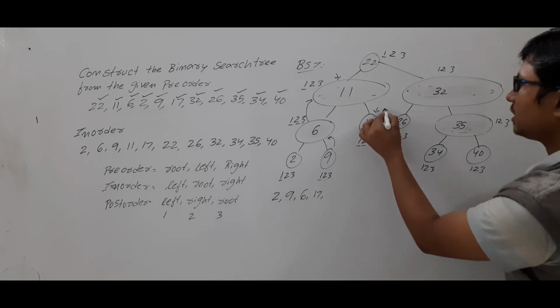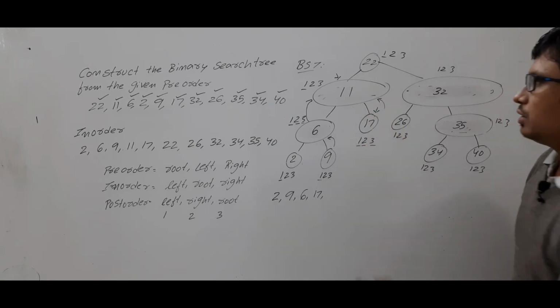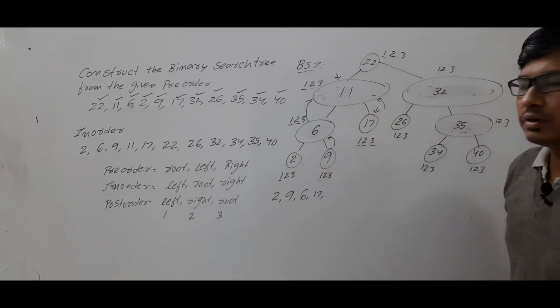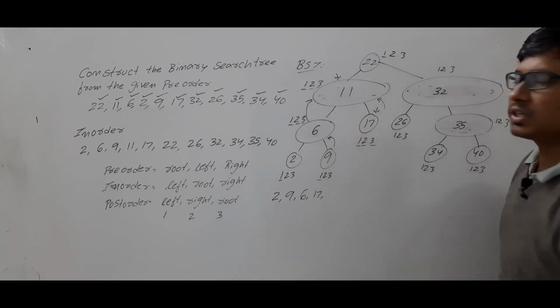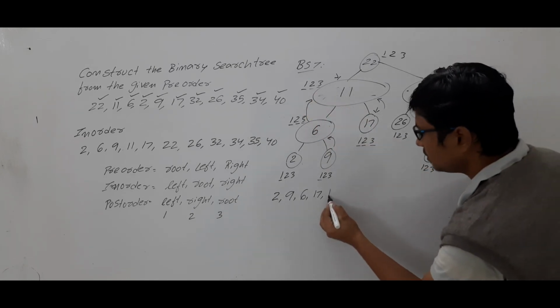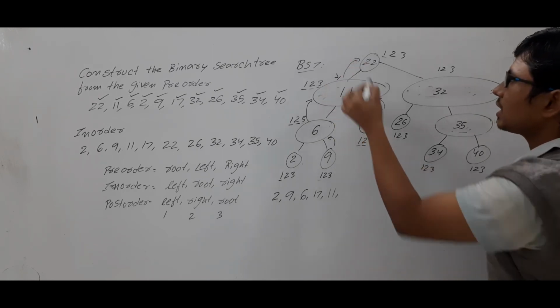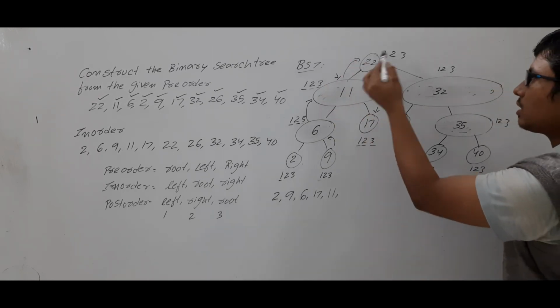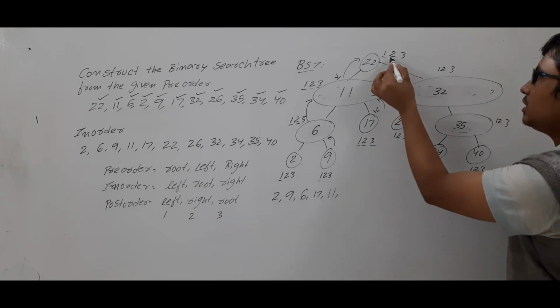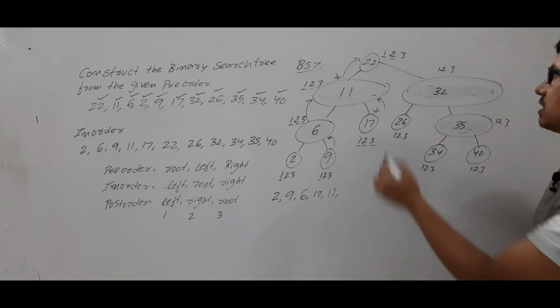Okay, so you are done. You will come back here. You have executed the step 2. Now you need to execute the step 3, which is display the value. So 11 will be printed. Now you will come back here. You have completed the step 1. Now you need to execute the step 2. What is the step 2?